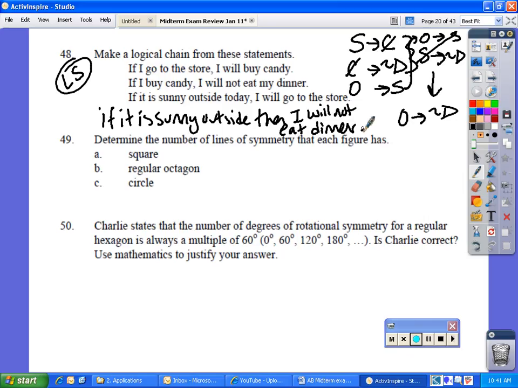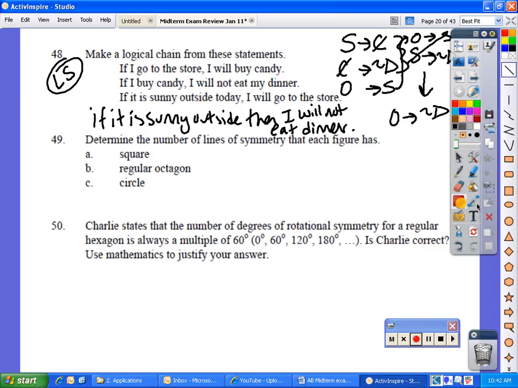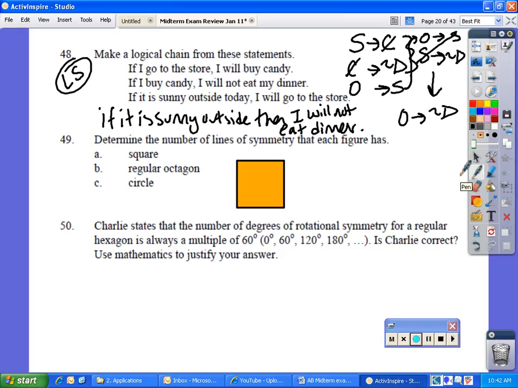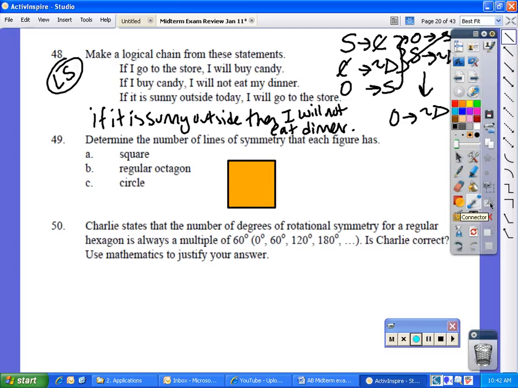Okay. All right, number 49. Determine the lines of symmetry that each figure has. All right, so a square, an octagon, and a circle. So I'm going to see if I can pull out an actual shape here that will help me. Okay, so I'm going to pull out a square. All right, let me go back to my pen. And lines of symmetry that it has. So lines of symmetry are literally lines that go through it that we can fold this figure over and have it still look the same.